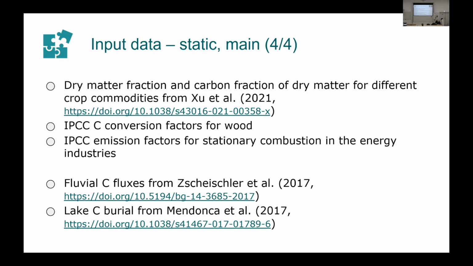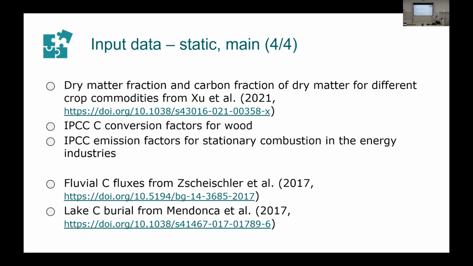Dry matter fraction and carbon fraction of dry matter. Those are conversion factors that we take from a paper. But of course, those are frozen conversion factors. The carbon content in wheat, for instance, or in maize, is the same whether the crop is produced in Russia or in Canada or in Brazil or wherever around the world. So that's a simplification.